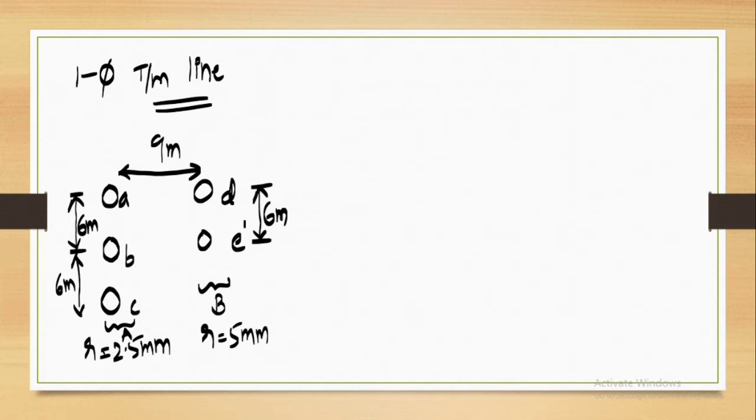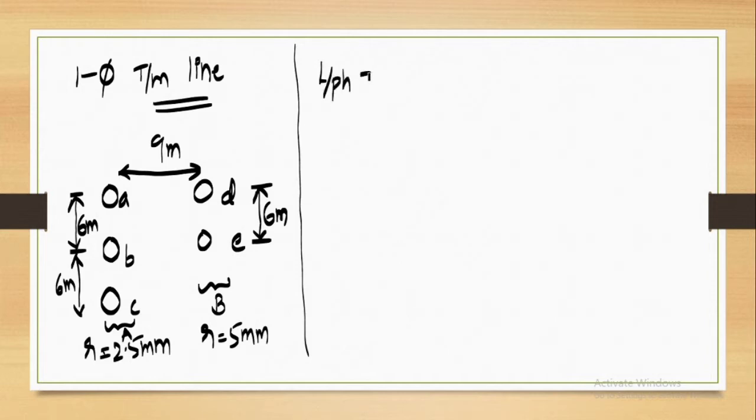You have a single phase transmission line with forward path containing the conductors A, B and C arranged as shown in the figure, and in the return path you have the conductors D and E as shown in the figure. So the radius of the conductor in the forward path is 2.5 millimeter. The radius of the conductor in the return path is 5 millimeter. Now how can I find the inductance? What is asked is you need to find the inductance of single phase transmission line, inductance per phase.